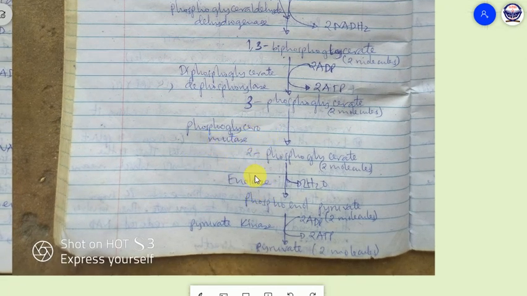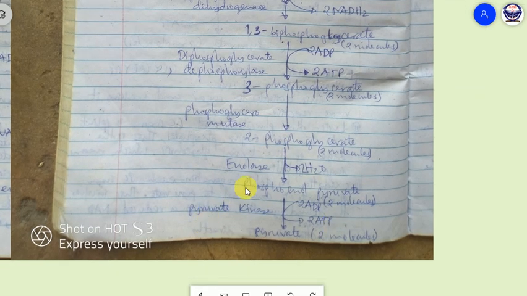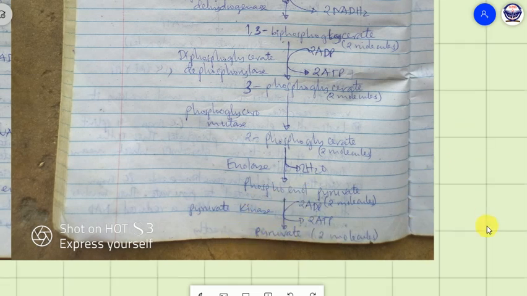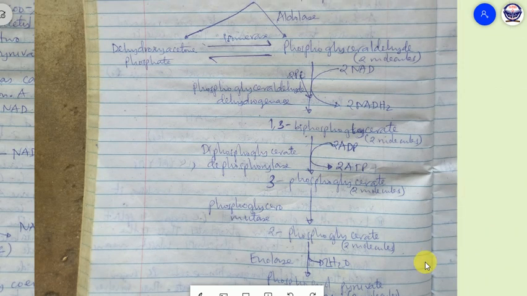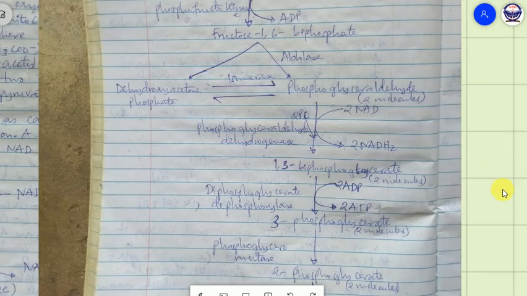Kwa kutumia mutase tunaconvert kwenda kwenye 2-phosphoglycerate. Then tukiremove water tunapata phosphoenolpyruvate ambaye in the presence of pyruvate kinase tunapata pyruvate, the end product of glycolysis.